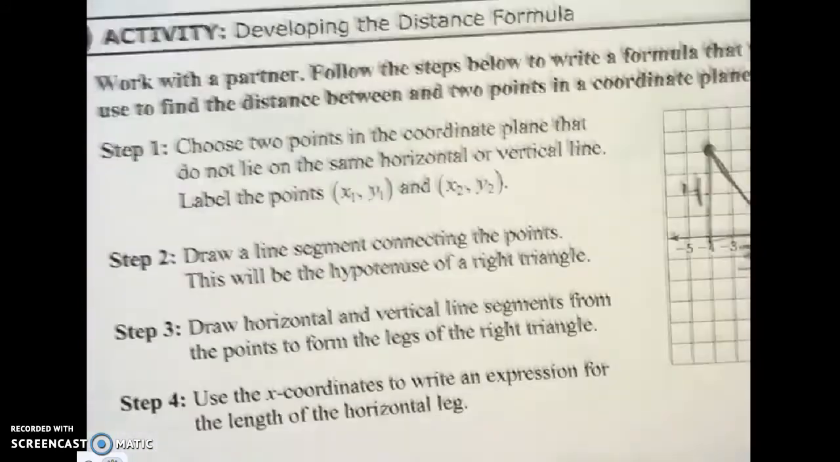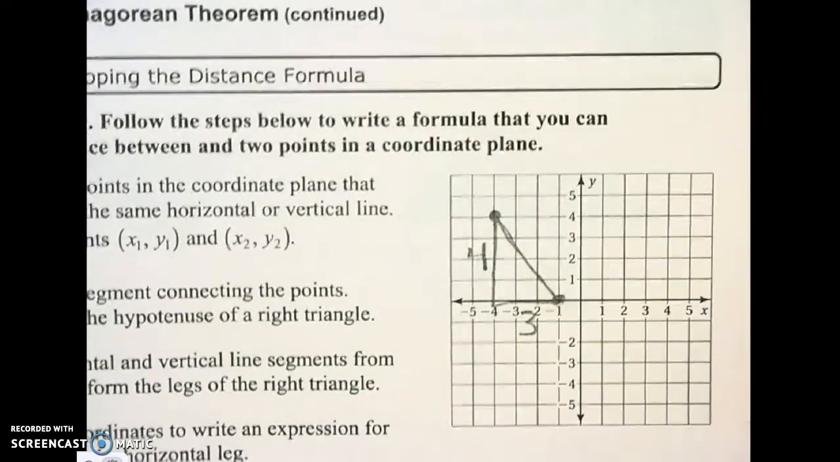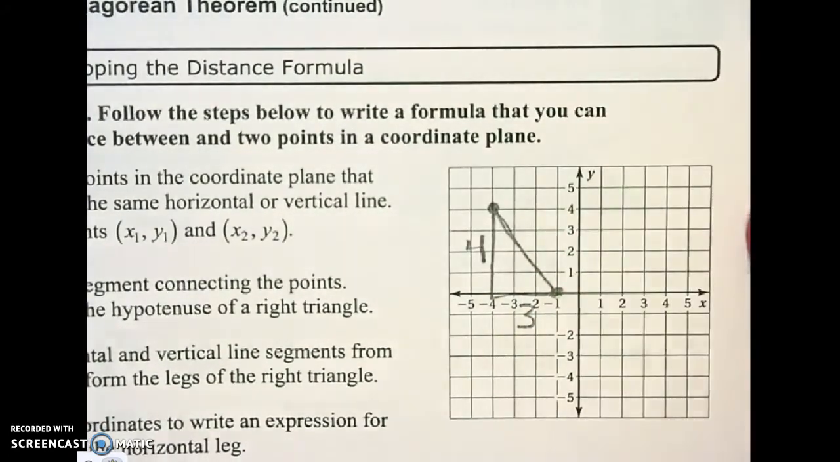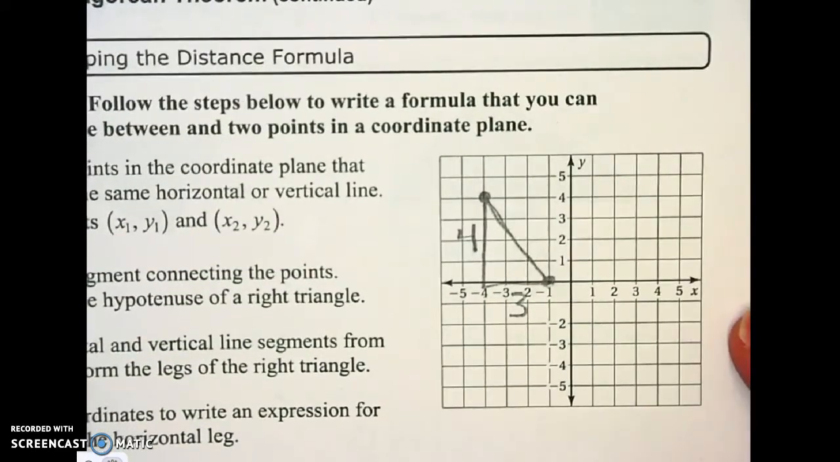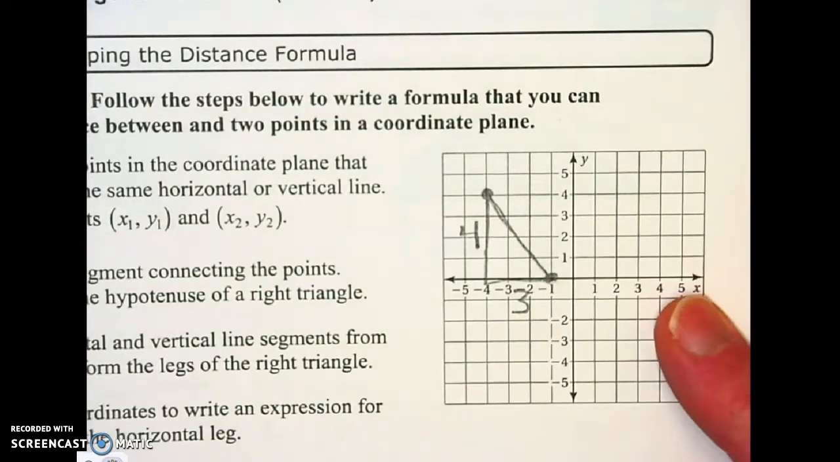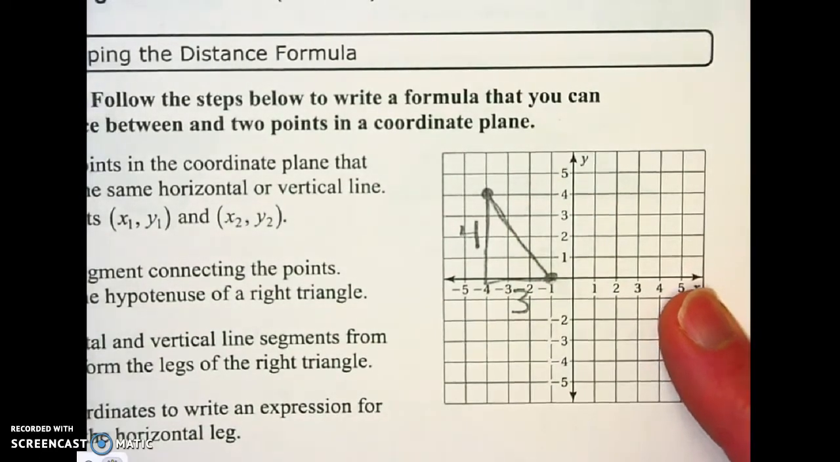If you're drawing on this one and trying to find the distance between 2 points, here's 2 points that I picked. I just picked a random 2 points. You can find the distance between them, and you just use the Pythagorean theorem. 4 squared plus 3 squared to find out what that missing side length is, the hypotenuse.